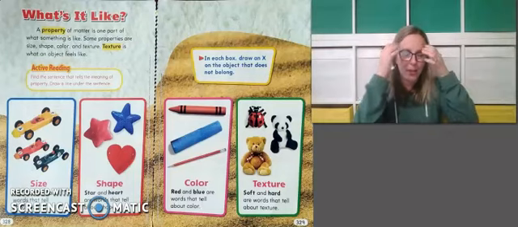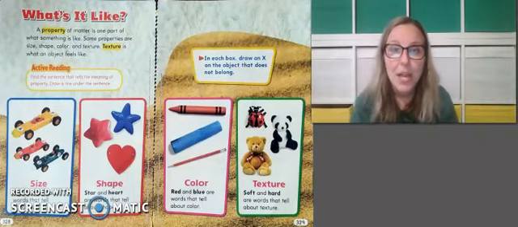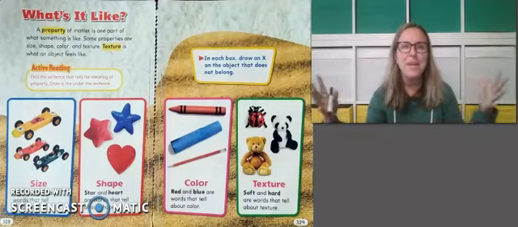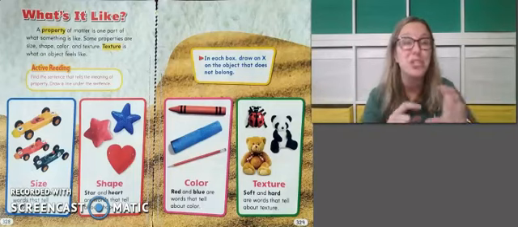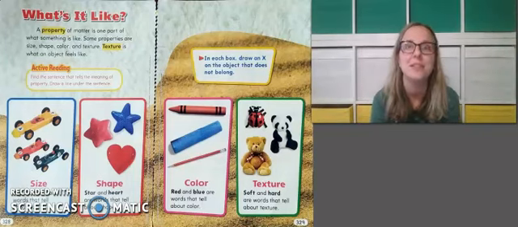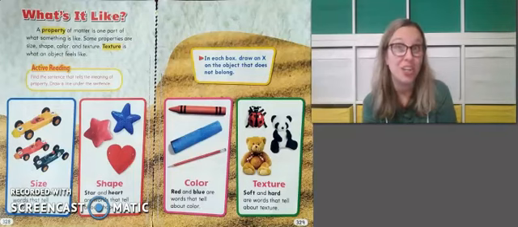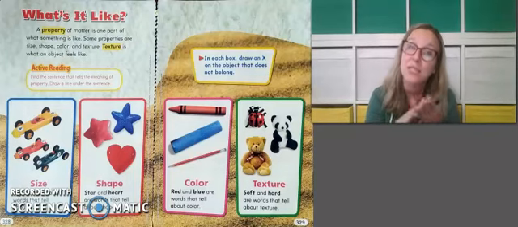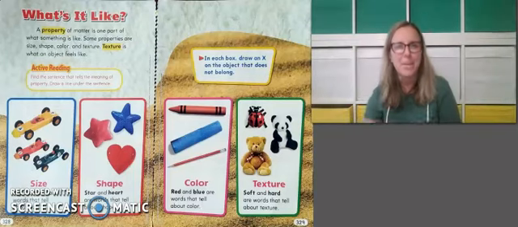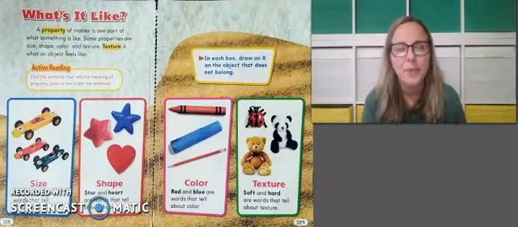Okay, so let's back up here. A property of matter are kind of like our adjectives, our words that describe things. So how big or small it is, what color it is, what shape it is, how it smells, how it looks, how it feels. And they told us that texture in science is the word that we use for how something feels. So is it smooth? Is it rough? Is it bumpy? That's the word texture, okay?